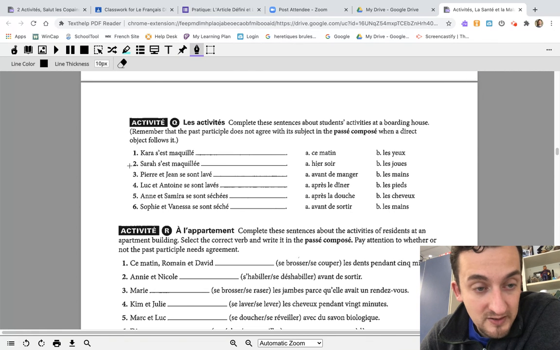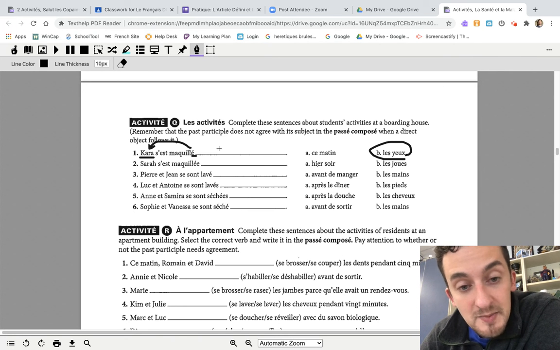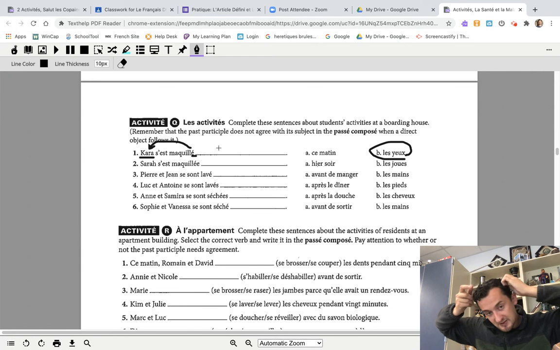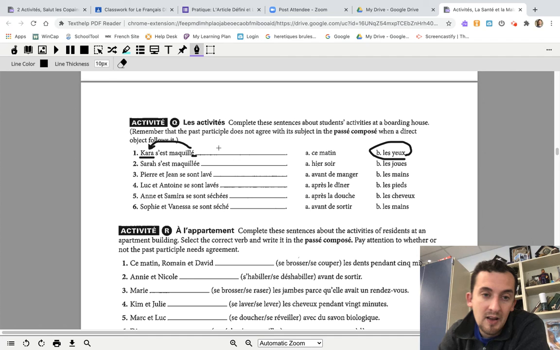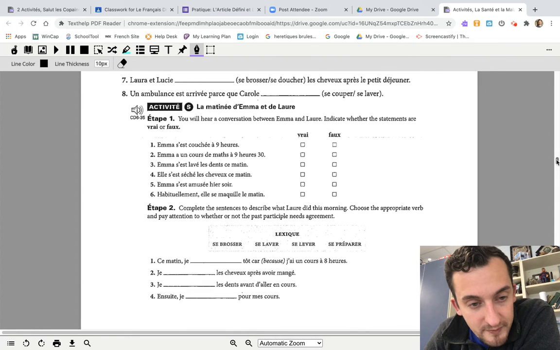Cara is a girl's name. Okay, we can guess. S'est maquillée, so this should agree with her unless there's something that she is putting makeup on, a part of her body. And it looks like it's going to be les yeux. Cara s'est maquillée les yeux. Cannot be ce matin. Why? Because ce matin means this morning. It's just giving information about when. It's adverbial, excuse me. Donc voilà. But you'll see when it agrees and when it does not agree, that you can either put an adverbial expression after it or a body part.